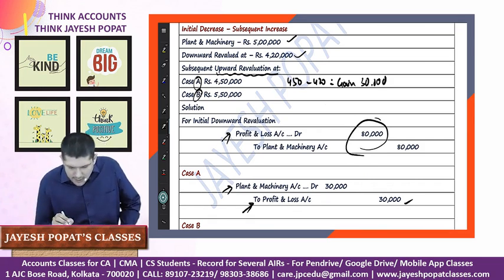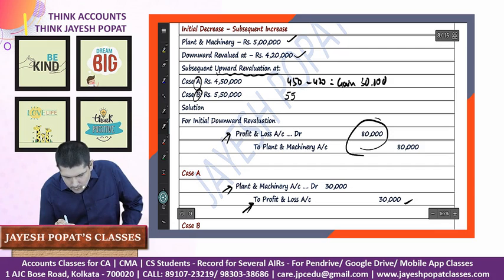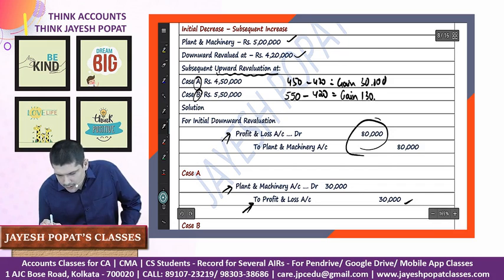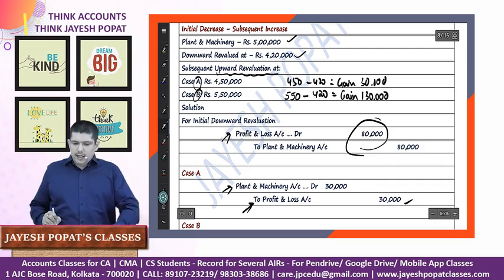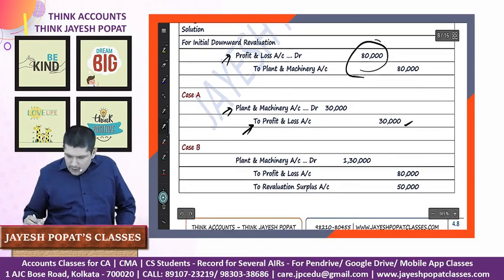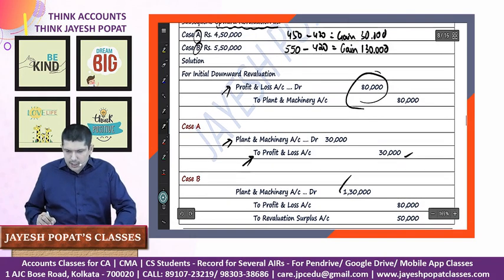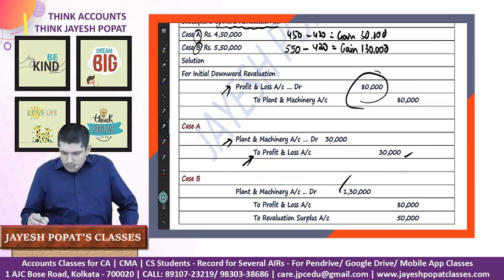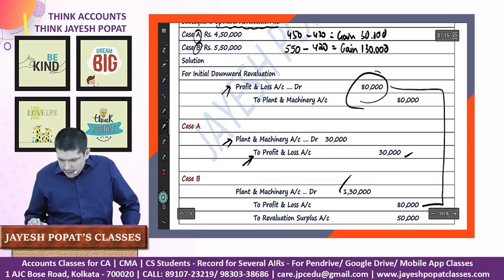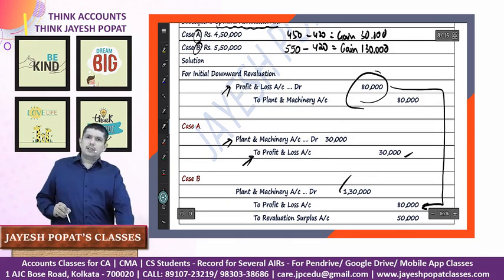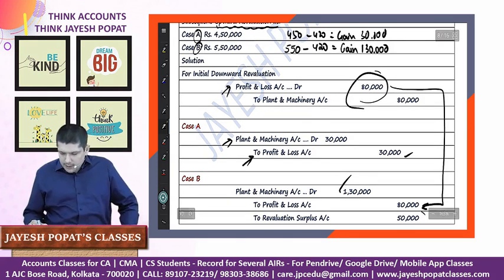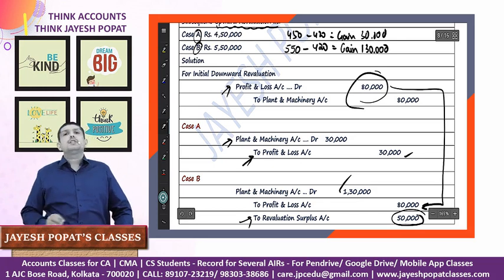In the second case, we are taking this plant and machinery to 550. Currently, it is appearing in the books as 420. Here there is a gain of 130. In this case, look at the treatment very carefully. We need to increase the value of plant and machinery by 130. So we'll debit the plant and machinery account by 130. To the extent of loss I had earlier recognized, I will credit my profit and loss account. Over and above whatever is the gain, that gain will go to my revaluation surplus account.